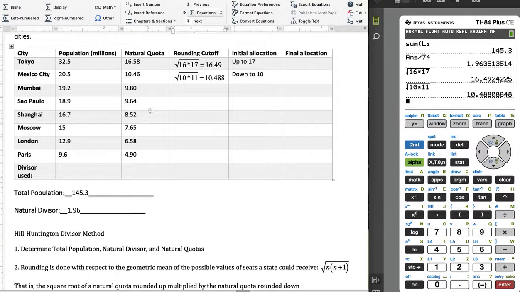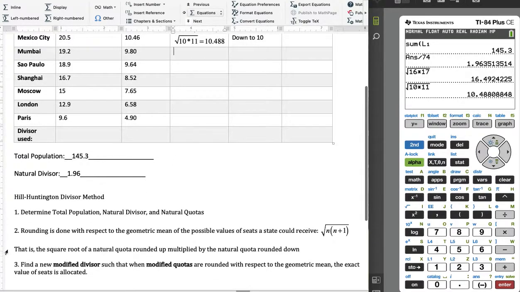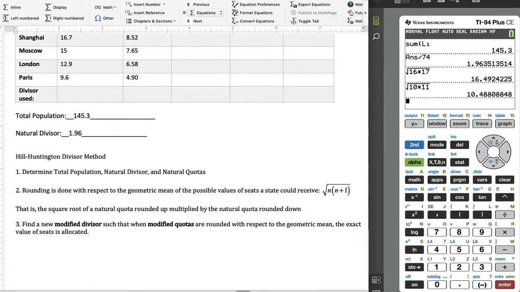We will do that for each of the individual natural quotas. We're going to be repeating this, and it takes a bit of time if you're doing this by hand in the calculator. Each time that we find a new divisor, we'd be going through and doing a calculation again. But we calculate the rounding cutoff: it's the square root of the quota rounded down multiplied by the quota rounded up. We find a new divisor, and things that we need to note: if the quota is greater than the rounding cutoff, we round up. If the quota is less than the rounding cutoff, we round down.